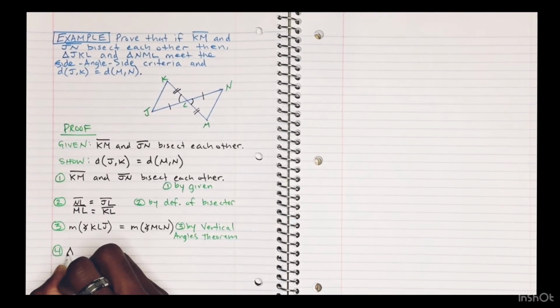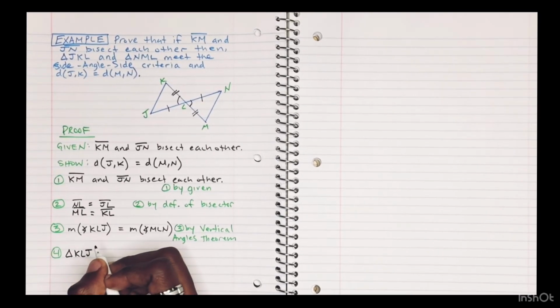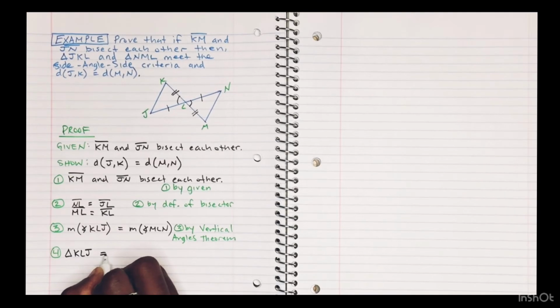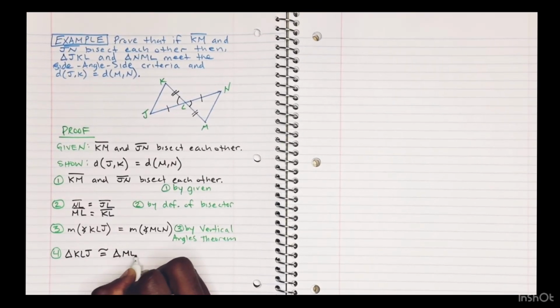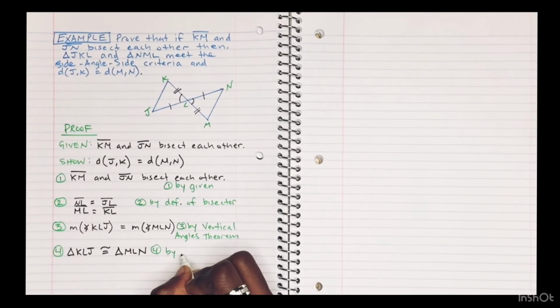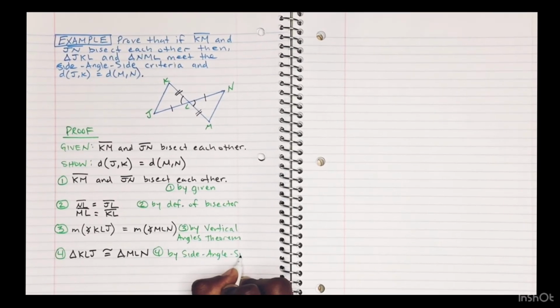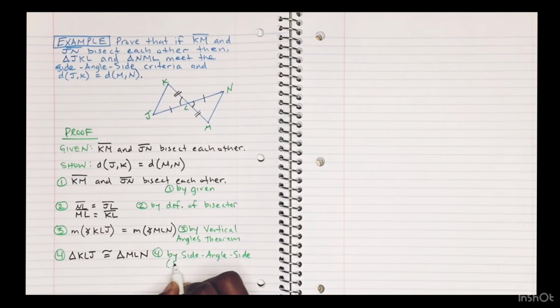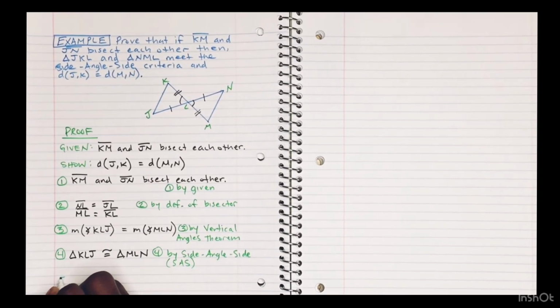So, triangle KLJ is congruent to triangle MLN. And this is by side, angle, side. A lot of people like to say SAS. So now we're approaching our fifth and final step.